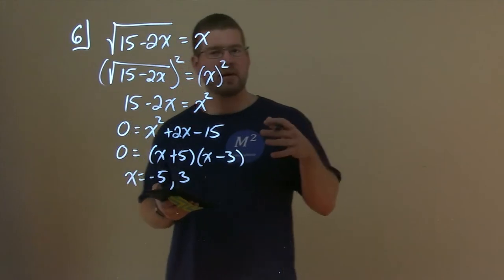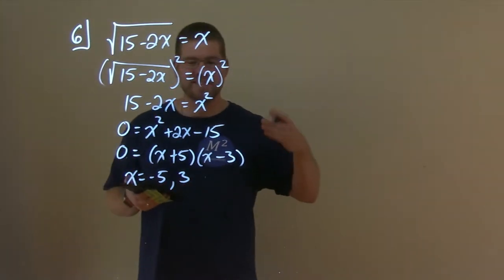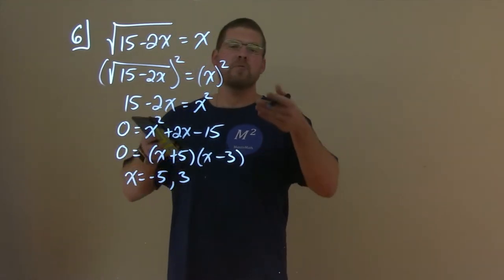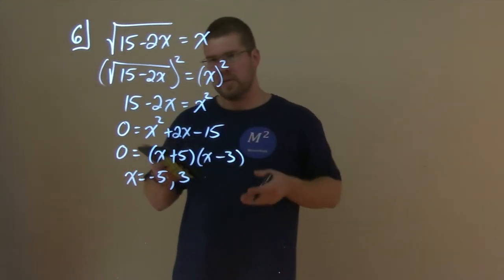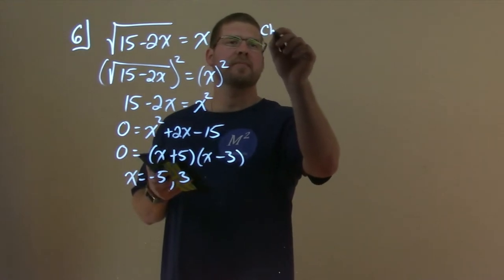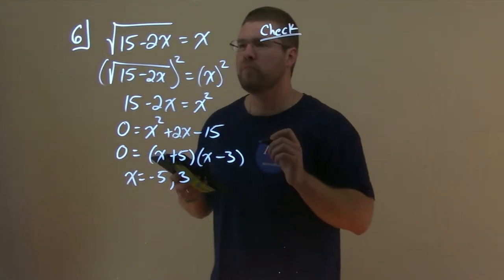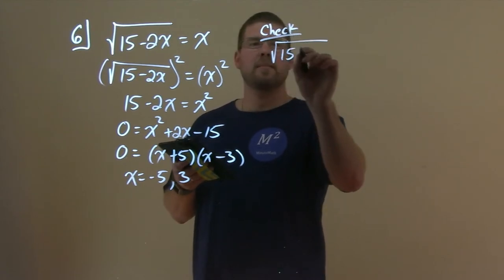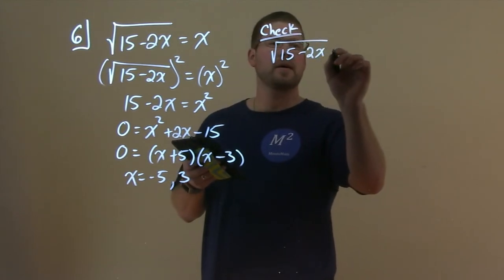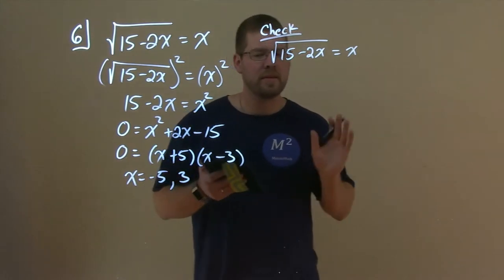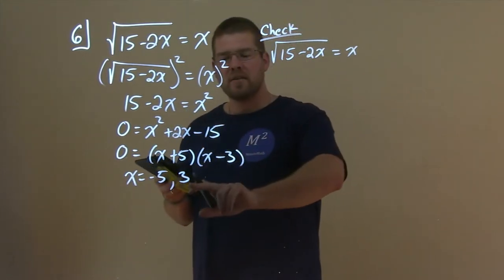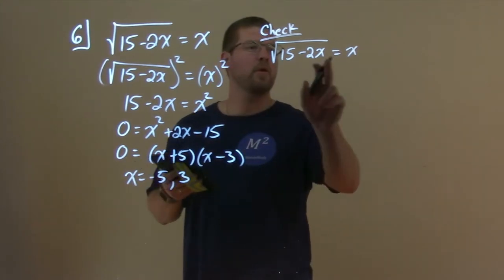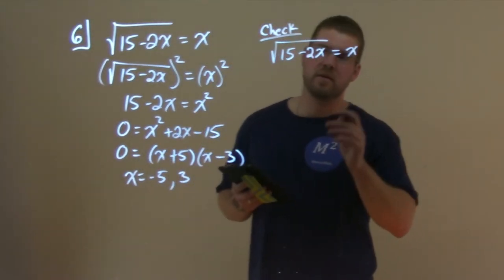This is like the kicker with radical equations: we gotta check both of them. What do I mean by checking them? Take our original equation and plug both in. Okay, so let's do a little check here. Check yourself before you wreck yourself. So I take my equation, the square root of 15 minus 2x equals x, and this is how I like to check it: I substitute in the original equation the value negative 5 for x, and see if the left and right hand sides are equal.